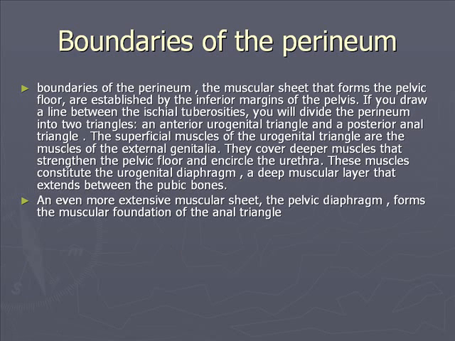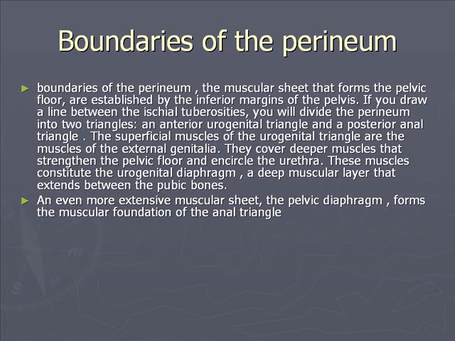Muscles also help define boundaries of the peritoneum. The muscular sheath that forms the pelvic floor establishes the inferior margin of the pelvis. If you draw a line between the ischial tuberosities, you'll see it divides the pelvis into triangles: an anterior urogenital triangle, and then a posterior anal triangle.